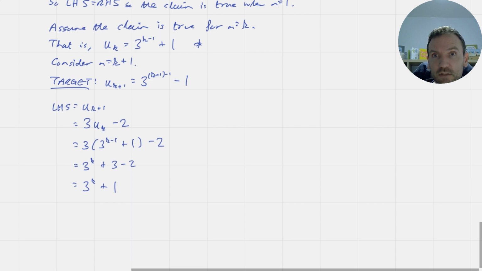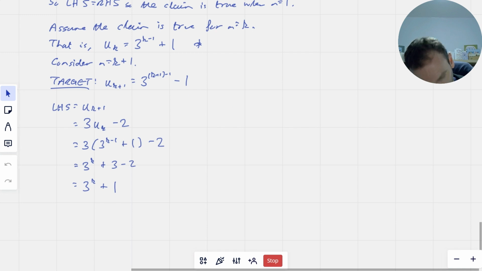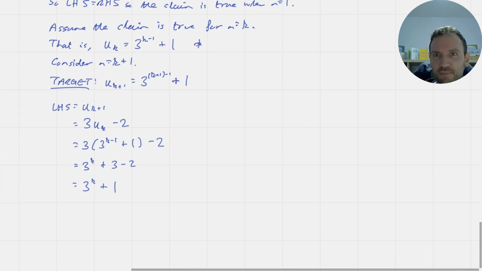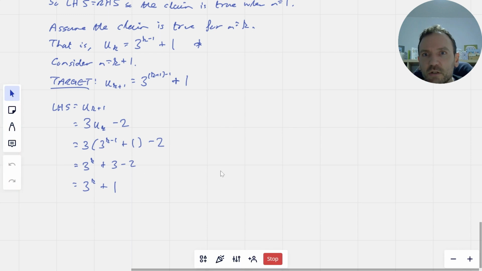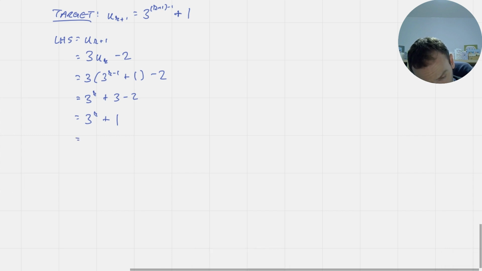Now let's look at the target. Apologies, I've just made a mistake in the target we've written. That target there should have been a plus there. I'll cause confusion there. Apologies about that. So now we've got to this left-hand side. We've got 3^k plus 1. This is basically what we want as our target. Let's just explicitly write that in that form. And we've got this. This is exactly what we were hoping for. So we've shown what we want.